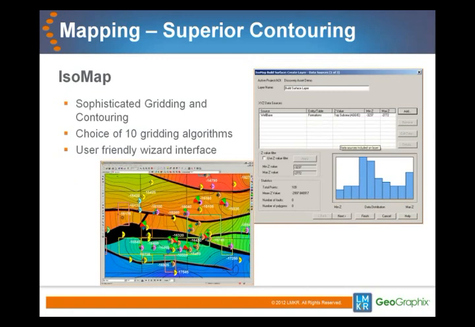Gridding is done with our IsoMap package. It really does produce detailed subsurface maps of really the most complex faulted geologic areas. Like I said, you can have 10 gridding algorithms to choose from, including kriging. It's fairly easy to use, in fact, very easy to use in most cases, to get a really high quality subsurface map on your screen quickly.